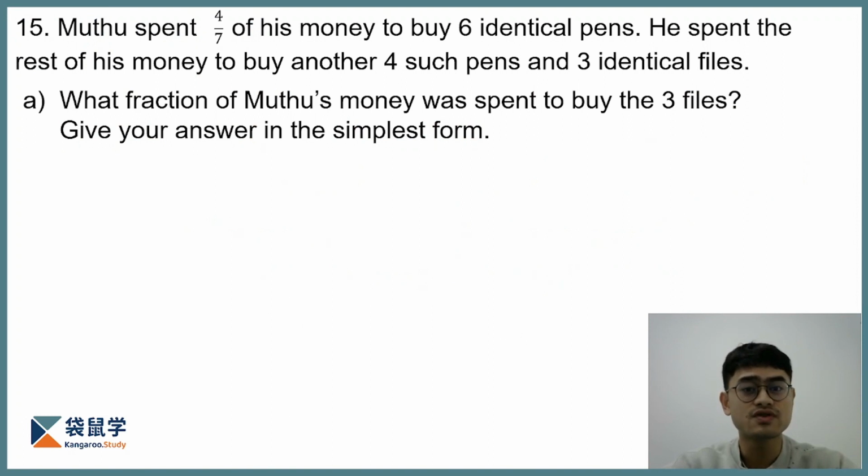Muthu spent 4/7 of his money to buy 6 identical pens. He spent the rest of his money to buy another 4 such pens and 3 identical files. So part A is asking what fraction of Muthu's money was spent to buy the 3 files.